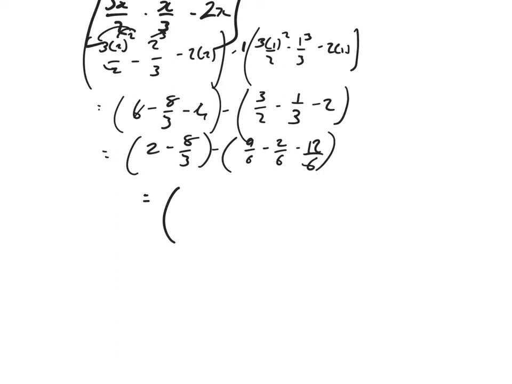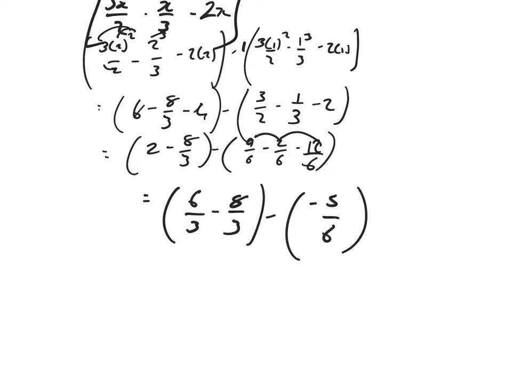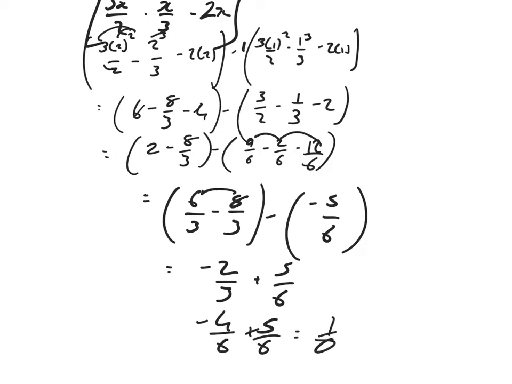Okay, so 2 in thirds will be 6 thirds minus 8 thirds. 9 sixths take away 2 sixths is 7 sixths. 7 sixths take away 12 sixths is minus 5 sixths. 6 thirds take away 8 thirds is minus 2 thirds. So minus 2 thirds plus 5 sixths. So that will be minus 4 sixths plus 5 sixths, which will give me a final answer of 1/6 square units.